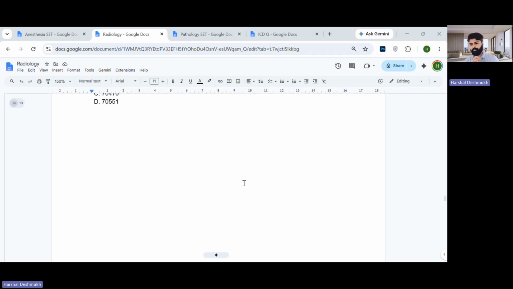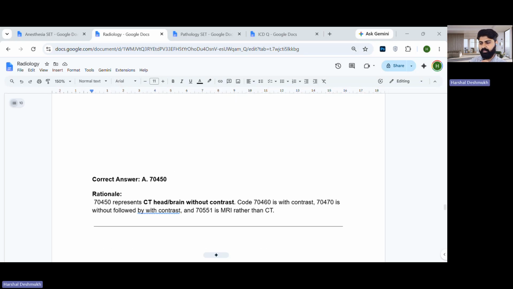The correct answer to this question is option A, 70450, as it represents CT head brain without contrast. And for the rest of the codes, you have got the information over here.